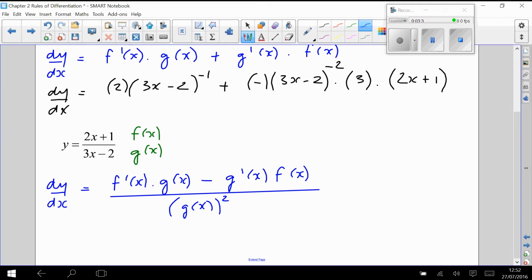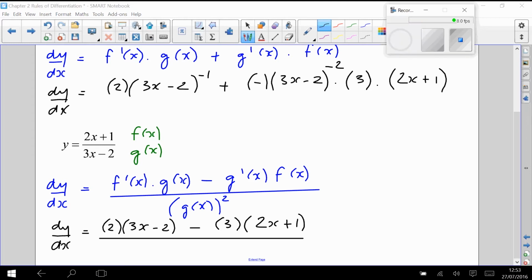Let's do this now for the function that we had for y. So finding the derivative of y in the variable x. The derivative of f of x is going to be 2. Times that by g of x, which is going to be 3x minus 2. Remember, it's a minus. Find the derivative of g of x, and that's going to be 3. Times that by f of x, which is 2x plus 1. And put that all over g of x, which was 3x minus 2, all squared.